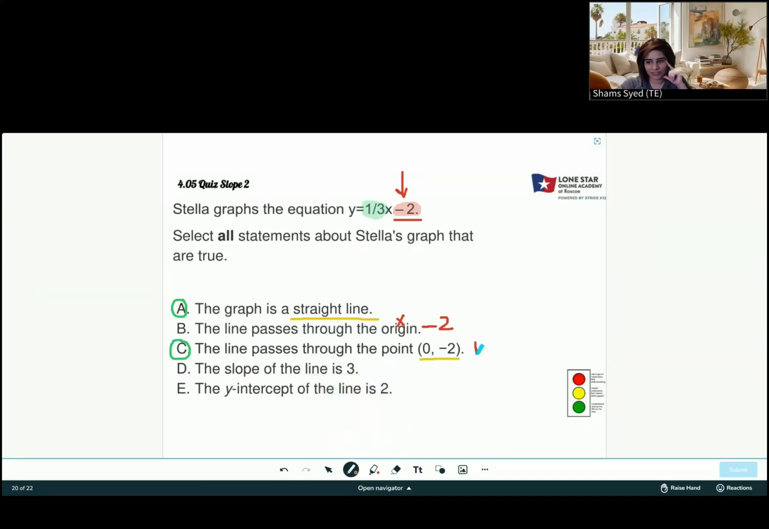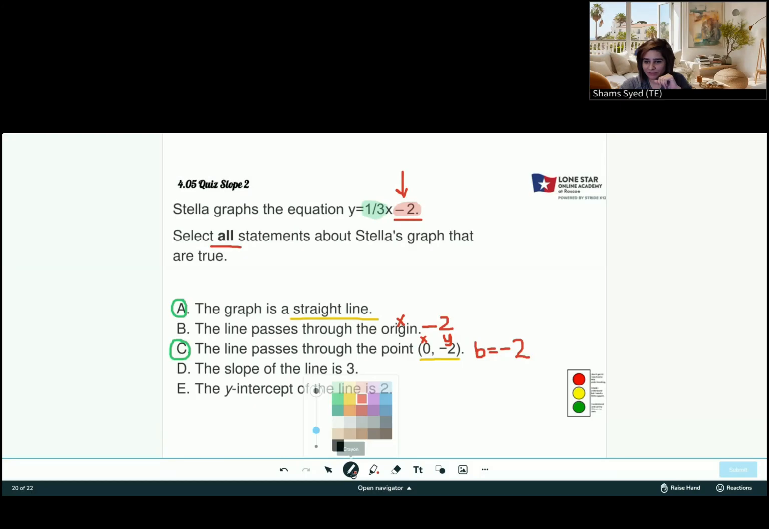Notice if your b is negative 2, then the ordered pair for the y-intercept is 0, negative 2. This is the x, and y is going to be cutting at negative 2. This is correct, right? So we have more than one correct answer.